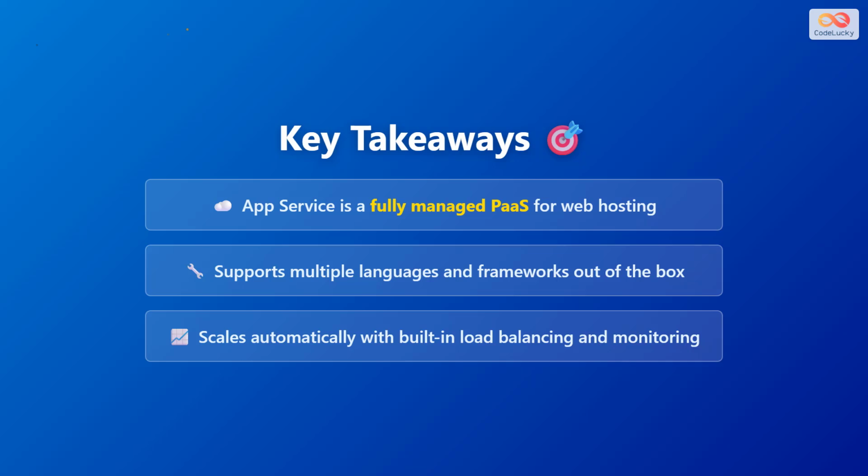Let's recap the key takeaways from this tutorial. Azure App Service is a fully managed platform as a service designed specifically for web hosting, eliminating infrastructure concerns. It supports multiple programming languages and frameworks right out of the box, so you can use the tools you're already familiar with. And it scales automatically with built-in load balancing and monitoring, ensuring your application can handle traffic spikes without manual intervention. Azure App Service is an excellent choice for hosting modern web applications in the cloud.